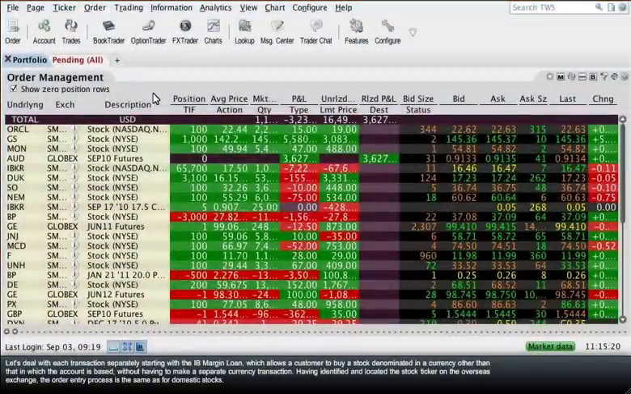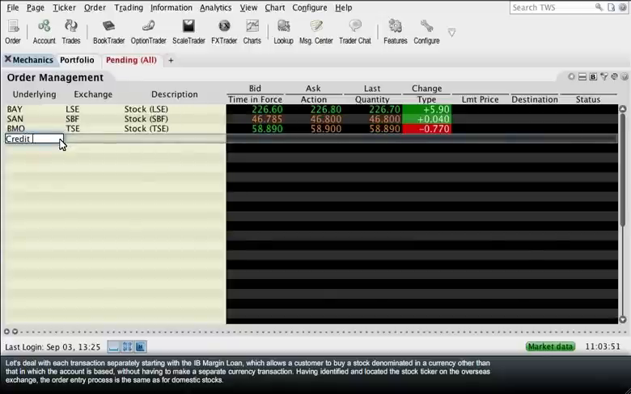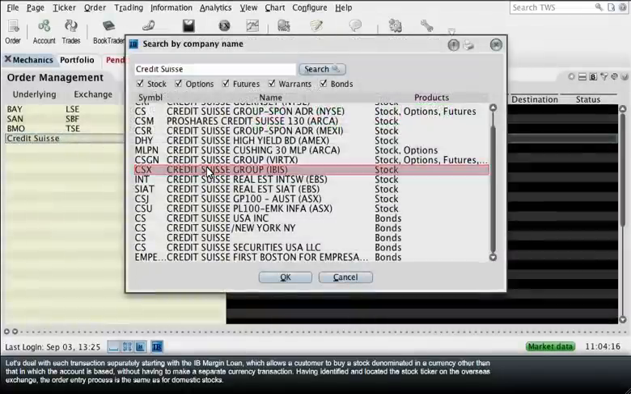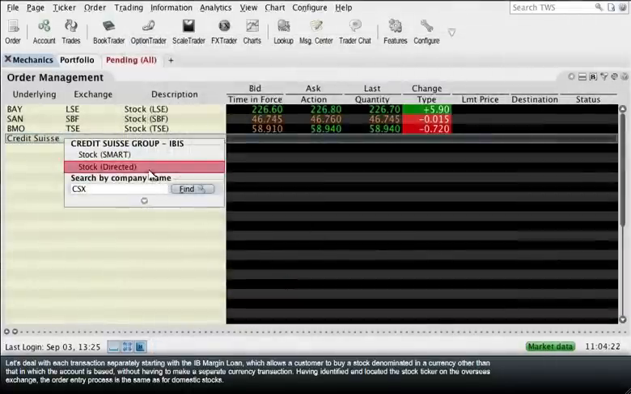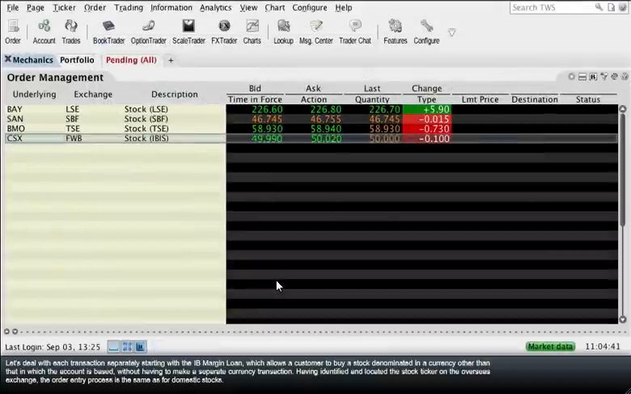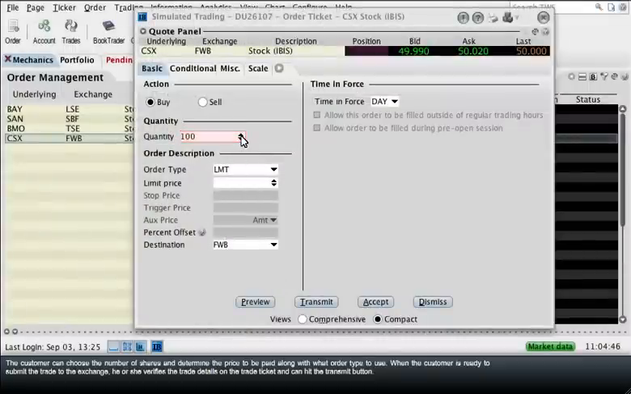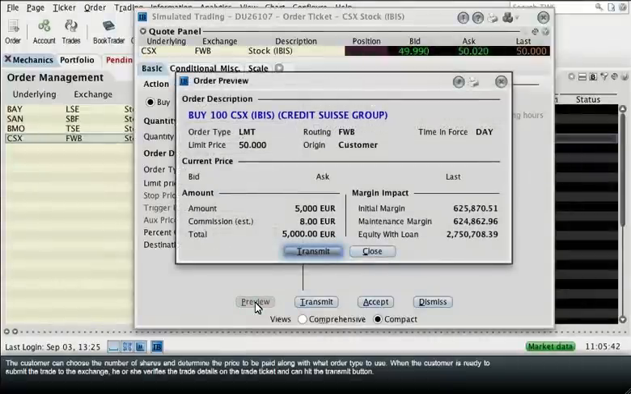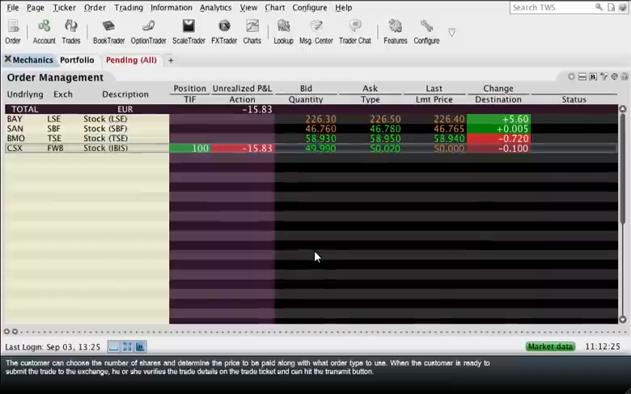Let's deal with each transaction separately, starting with the IB margin loan, which allows a customer to buy a stock denominated in a currency other than that in which the account is based, without having to make a separate currency transaction. Having identified and located the stock ticker on the overseas exchange, the order entry process is the same as for domestic stocks. The customer can choose the number of shares and determine the price to be paid along with what order type to use. When the customer is ready to submit the trade to the exchange, he or she verifies the trade details on the trade ticket and can hit the transmit button.